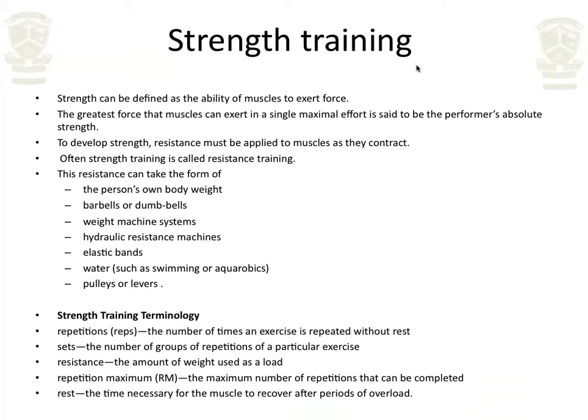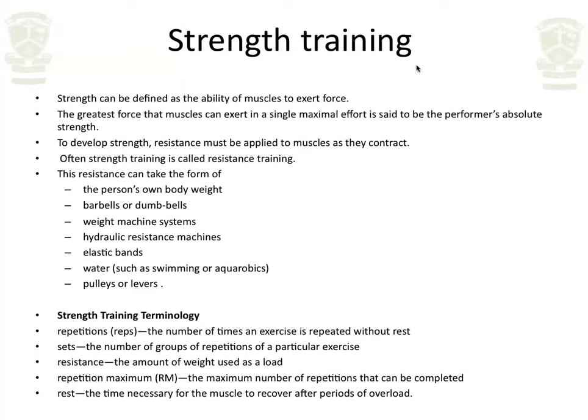So there are 4 different types of flexibility: static, ballistic, dynamic, and PNF stretching. We then move on to strength training. When we talk about strength, we're talking about the ability of the muscle to exert a force. Okay, so the greatest force that a muscle can exert in a single effort is known as the absolute strength of an individual or of the muscle.